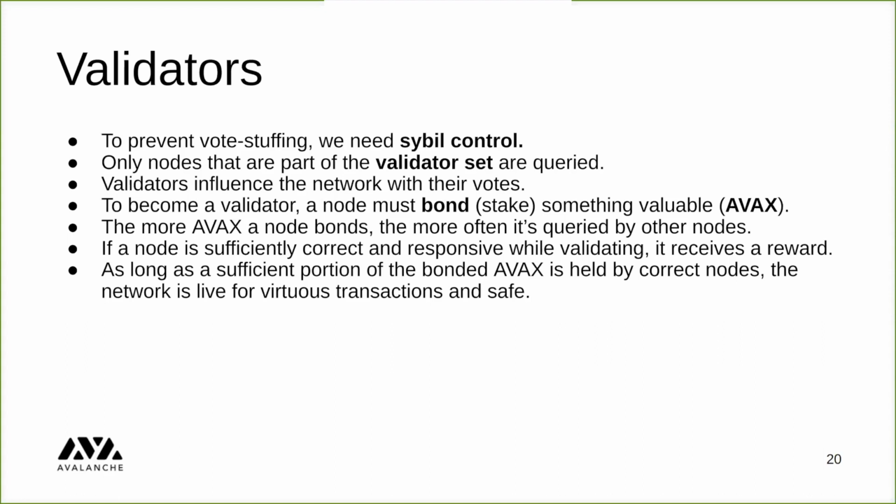And something else to note about Avalanche is that we don't have slashing. So if a node does not behave well while it's validating, maybe it gives incorrect responses, or maybe it just doesn't respond at all, then we don't burn their stake or reduce it. We just give it back to them, but with no reward. So this is nice in case, I don't know, your node is down because AWS had an outage or something. As long as a sufficient portion of the bonded AVAX is held by correct nodes, then the network is live for virtuous transactions and the network is safe, meaning that, again, any correct nodes will agree on what has been accepted and rejected.